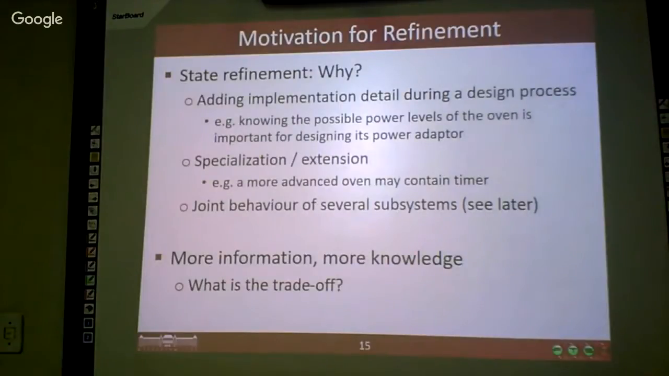So by using state refinement, we can add implementation details during the design process. We can use specialization and we can extend the behaviors. And we can also define the joint behavior of several subsystems. And then by using refinement, we will have more information, more knowledge. So that's some kind of trade-off.